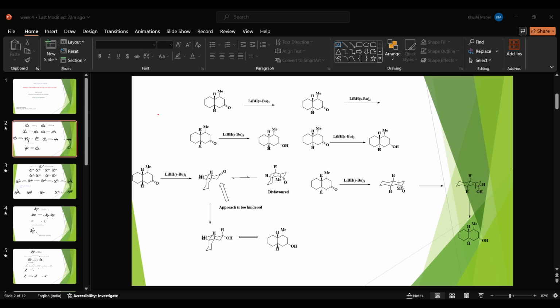But the stereochemistry in both cases will come the same. In the first case the attack is from... this is the axial hydrogen and this one is the equatorial hydrogen. That is the difference: from which side the attack will be there.